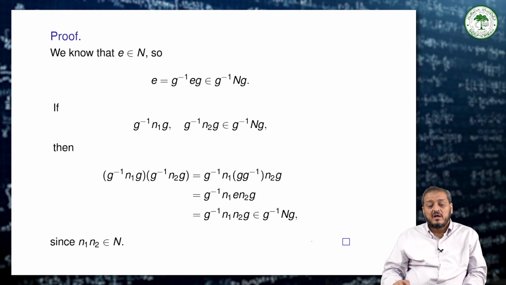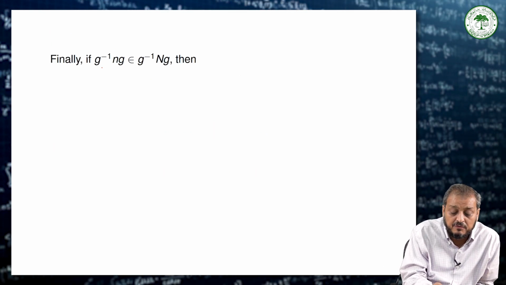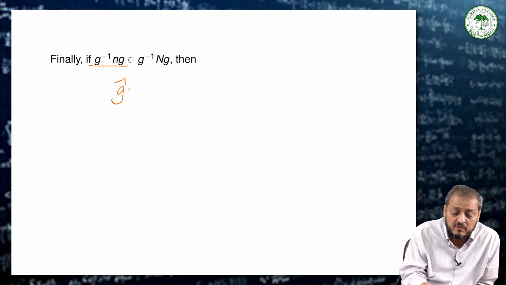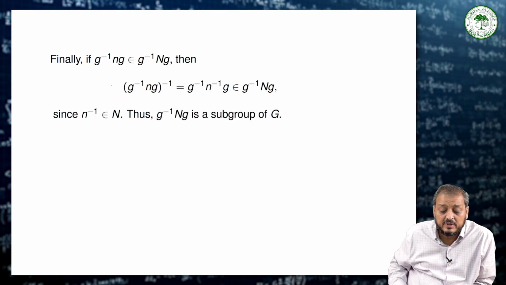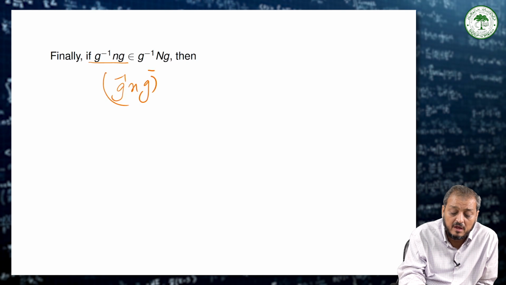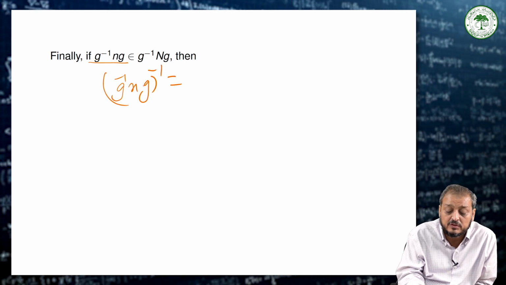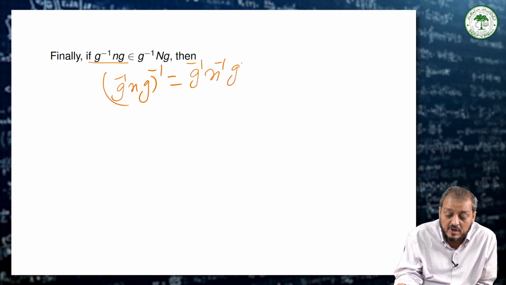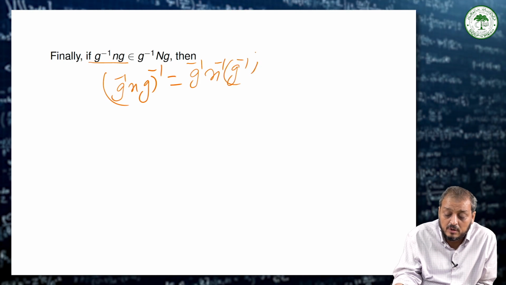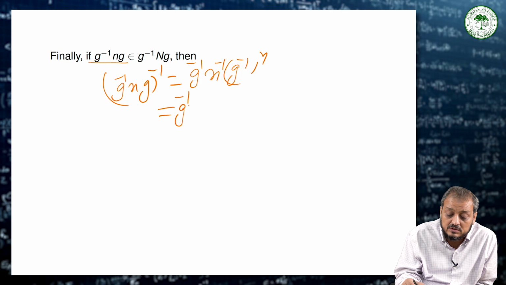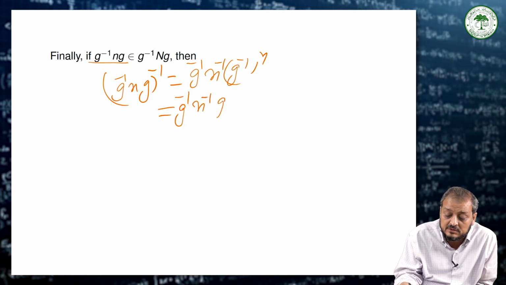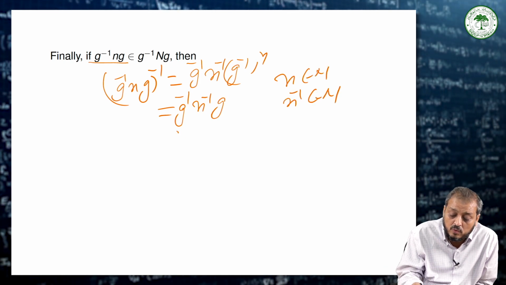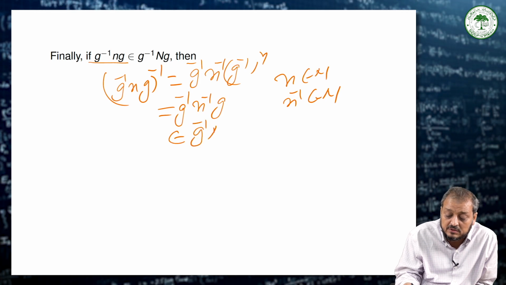Now we have to show the inverse. So if this is an element of g inverse Ng, now we take the inverse of this, and the inverse can be written as g inverse n g inverse, which is nothing but g inverse n inverse g. And since n is an element of N, n inverse is also an element of N. So this whole thing belongs to g inverse Ng.